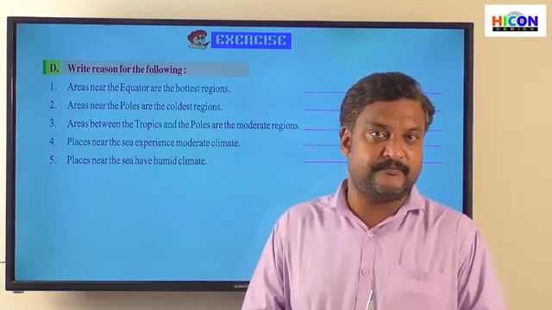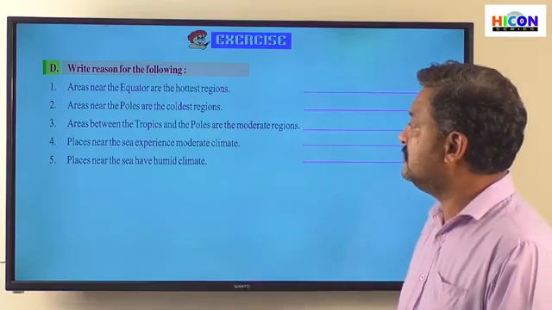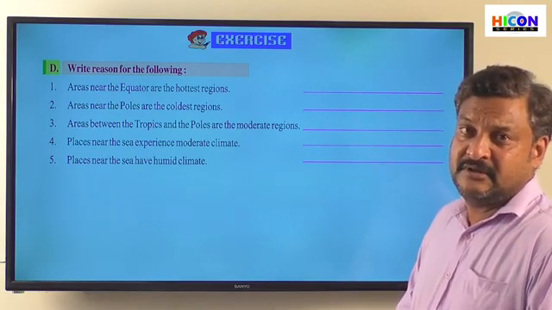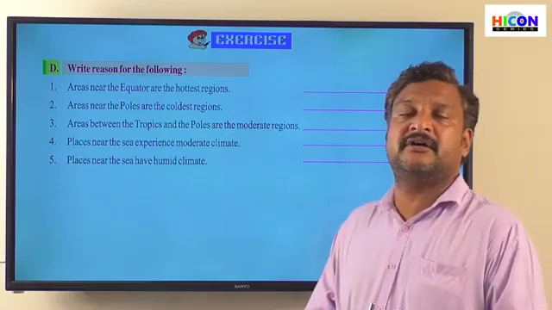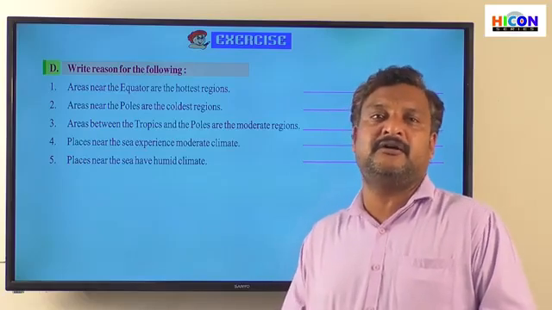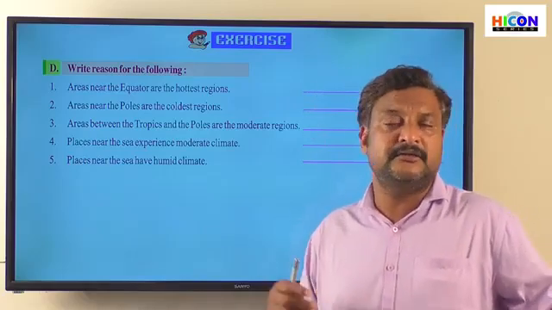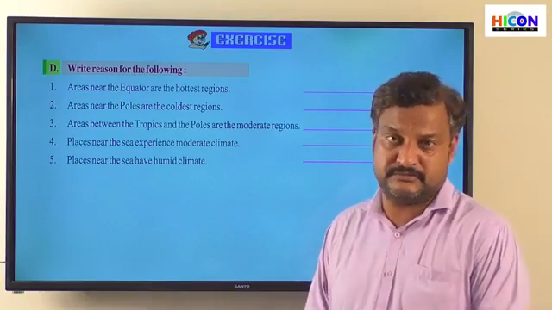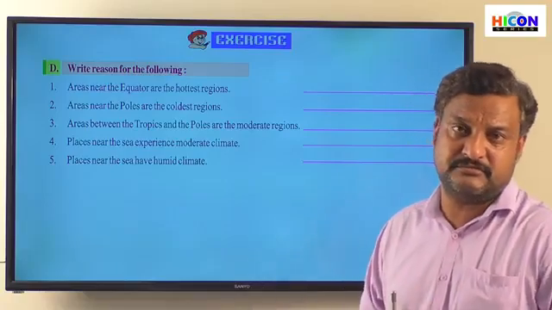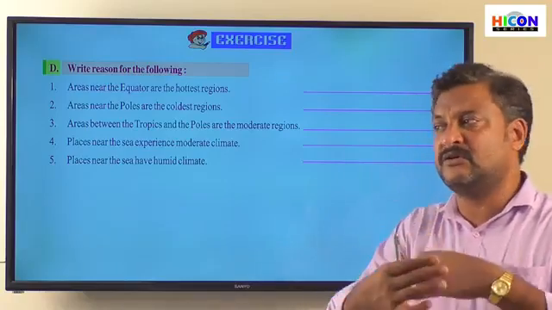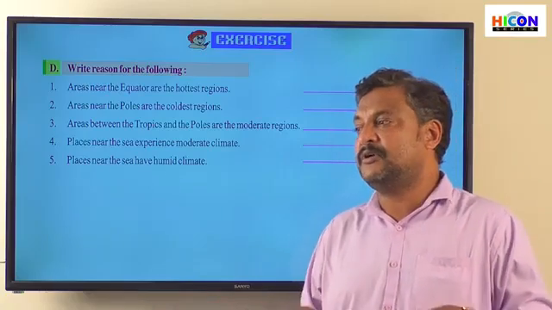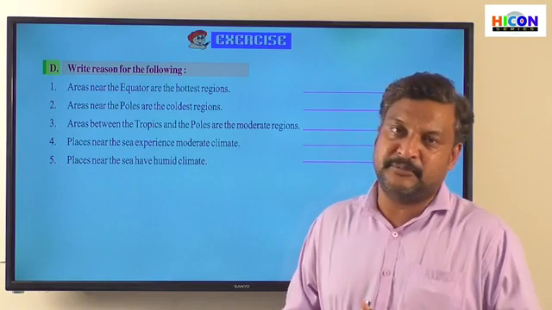Now, places near the sea experience a moderate climate. There is a phenomenon which is called sea breeze and land breeze. A continuous flow of air from or to land, from or to ocean. Sometimes it goes to ocean, sometimes it comes from ocean. So this regular circular flow of air helps to maintain a particular level of temperature.